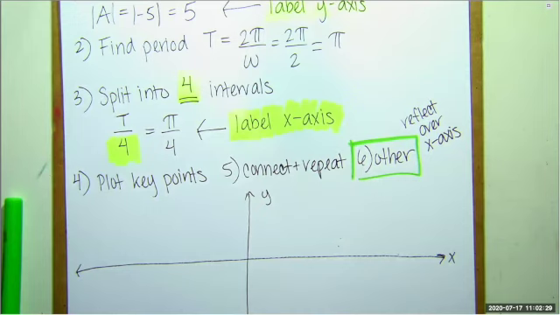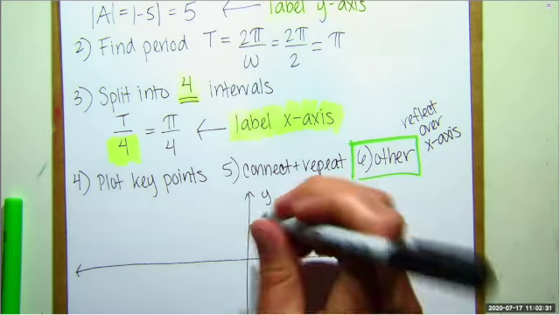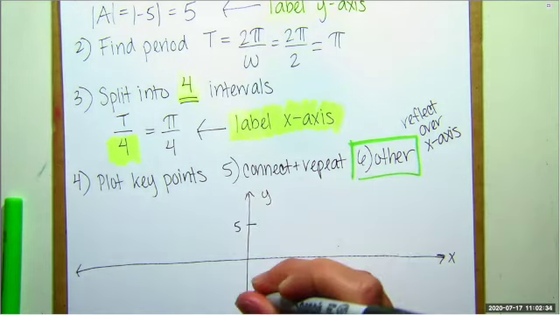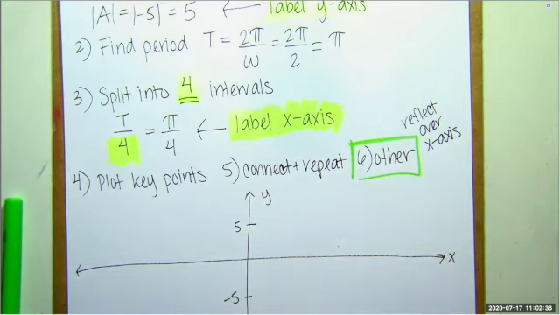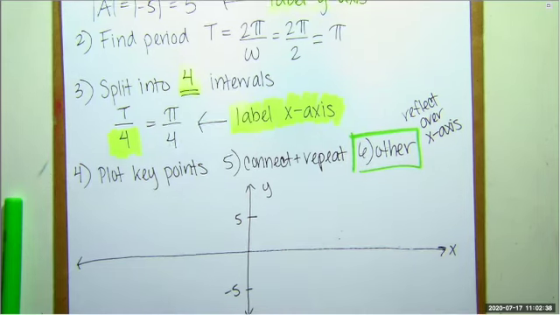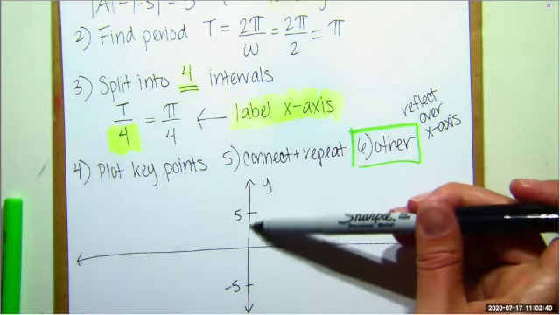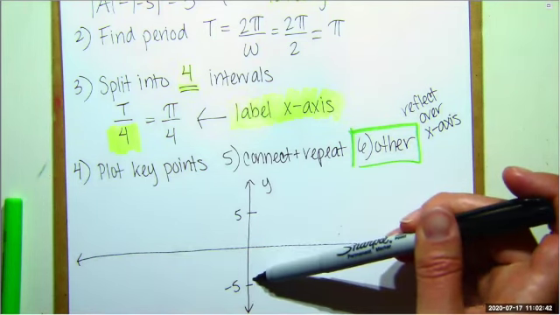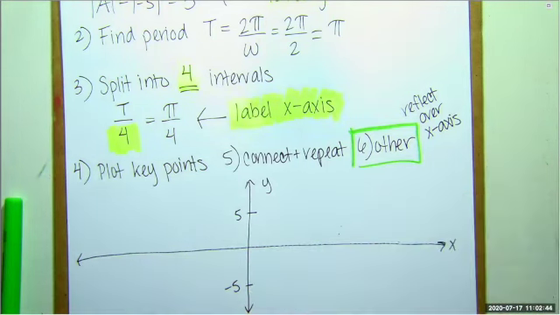Okay, so first up in step 1, we figured out that our amplitude was 5. So I'm going to put 5 and -5 up on my y-axis. Of course, if you're doing this by hand, you could put 1, 2, 3, 4, 5, -1, -2, -3, -4, -5. But if it was me, these are the key points. That's plenty.